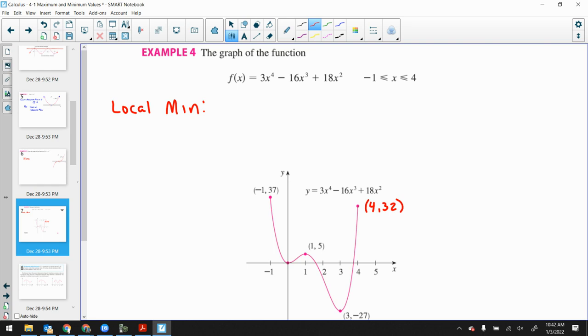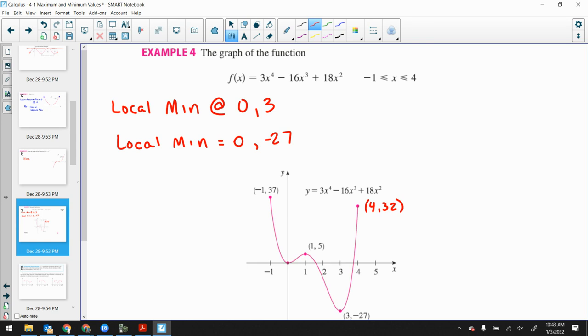Local minimums at 0 and 3. And what are they? Well, the local minimums equal 0 and negative 27. They occur at 0 and 3, and they are 0 and negative 27. Those are the bottoming out points.